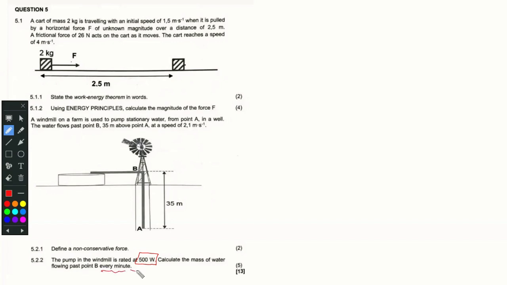Now, every minute means what? For 60 seconds. Because remember, when we are doing this formula, P is equal to W over delta T, then we know that our delta T should always be in seconds. So obviously, we must use energy principles. But above here, we have been told to define a non-conservative force, which means we might as well treat this W as work done by non-conservative force, right?